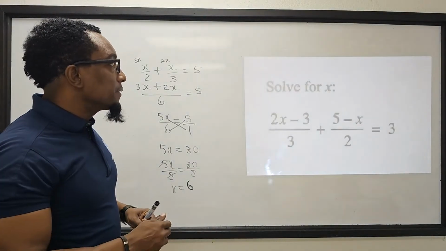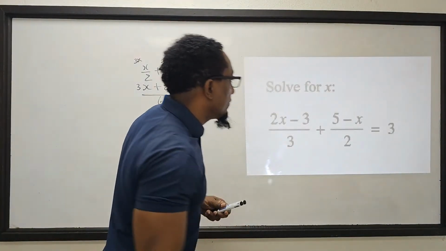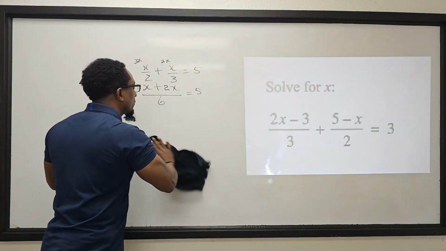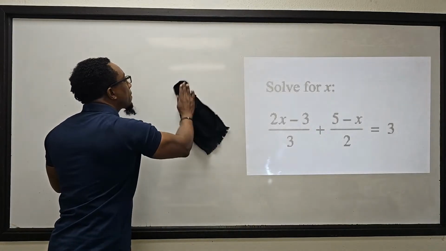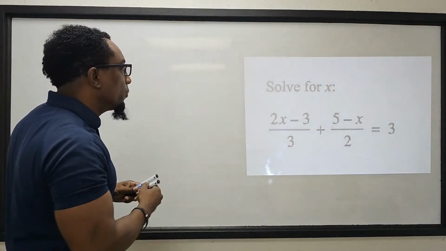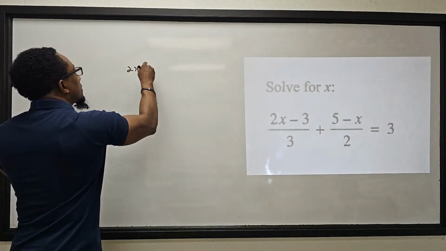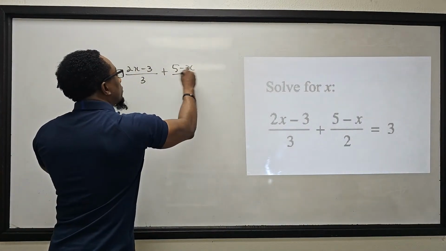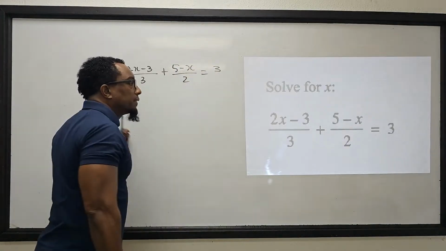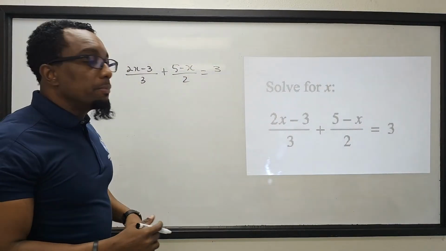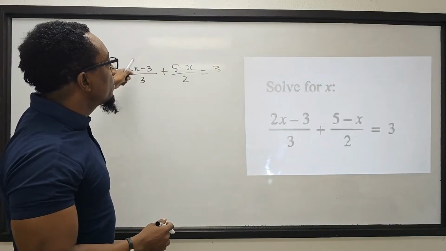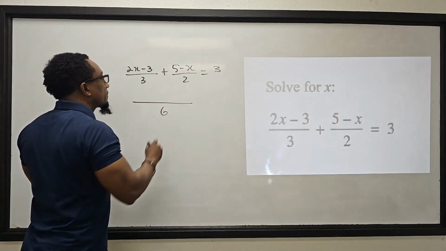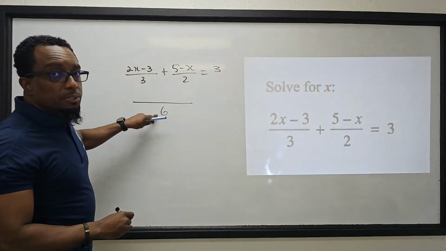Okay? Let's look at this equation. Let's solve this equation involving fractions. We have here 2x subtract 3 all over 3, plus 5 subtract x over 2 is equal to 3. Again, we do the same, we simplify what we have on the left. So I find my LCM, which is what? 6. I divide 3 into 6, which is 2.